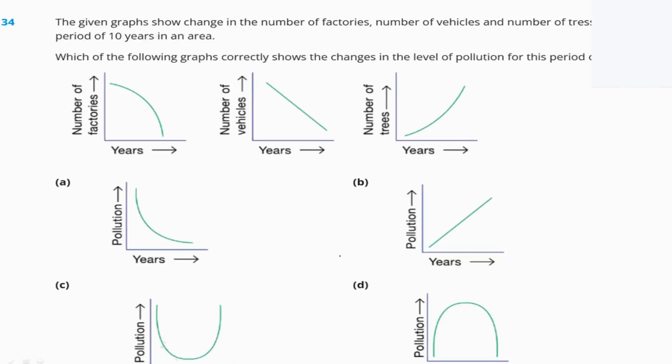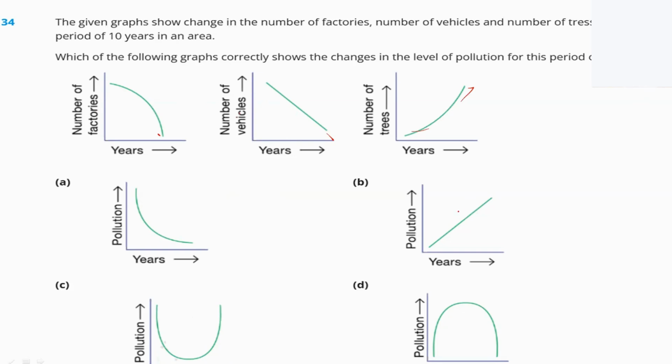Next, the given graphs show change in the number of factories, number of vehicles, and the number of trees for a period of 10 years in an area. Which of the following graphs correctly shows the changes in the pollution level for this period of time? If you notice, the number of factories has reduced with number of years, the number of vehicles have also reduced, and the number of trees has increased. So overall the air quality will improve, isn't it? There will be less pollution, yes or no?